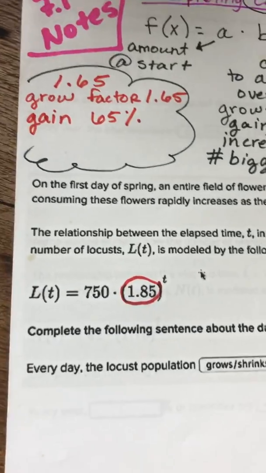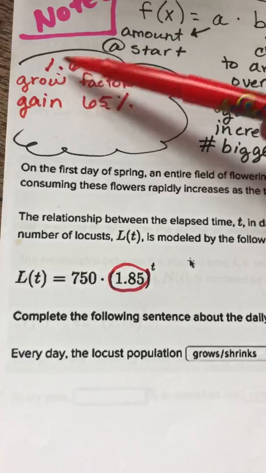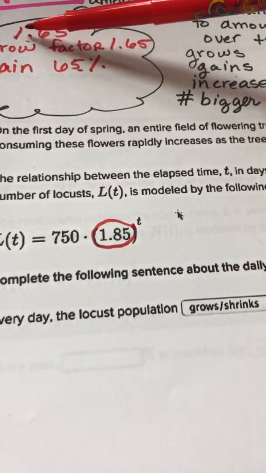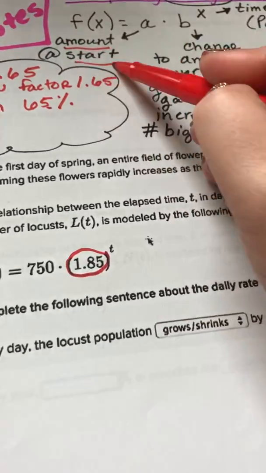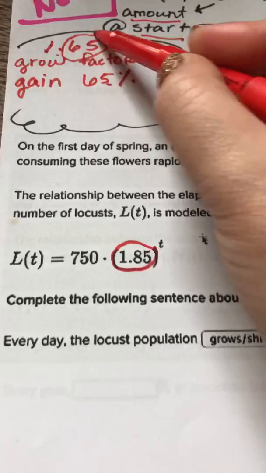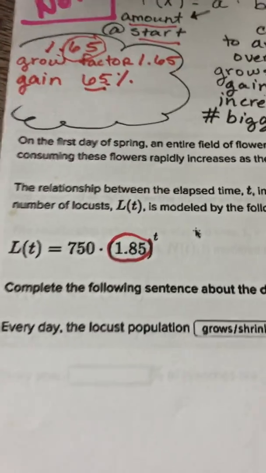And you're probably wondering, why is it 65% if I wrote 1.65? That 1 takes into account the original start amount. So it's this part after the decimal that you're looking at to figure out the percent, 65%.